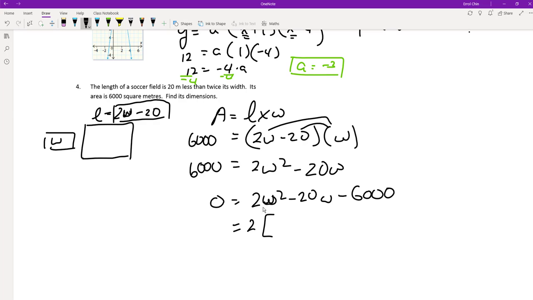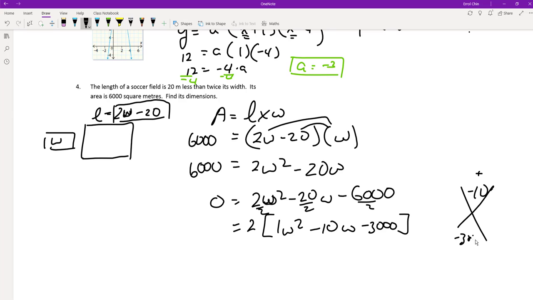If I factor, I'm really dividing. So it's going to be 1w squared, which is helpful, minus 10w minus 3,000. At this point, I'm going to draw my little x, and ask: can you come up with two numbers that add to -10 and multiply to -3,000? That's a little harder to do because the numbers are bigger, but you can almost try it out.